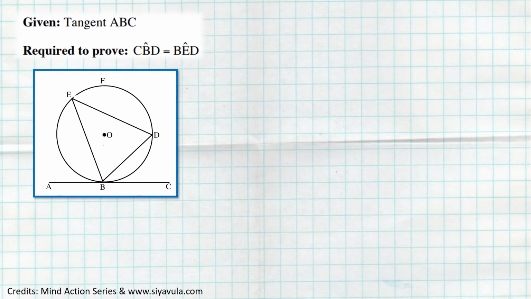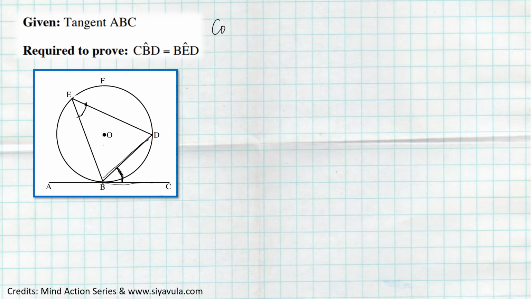They gave you that ABC is a tangent, and you are required to prove that angle CBD, this angle here, is equal to angle BED, this angle here. The angle between a tangent and a chord is equal to the angle subtended by the two other chords on the circumference. They want you to prove that.